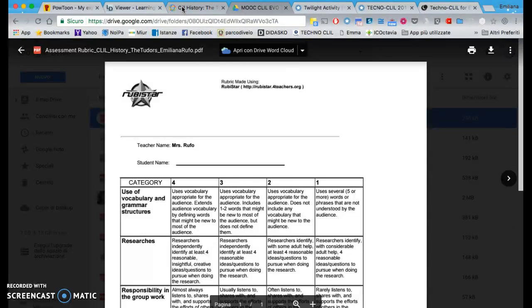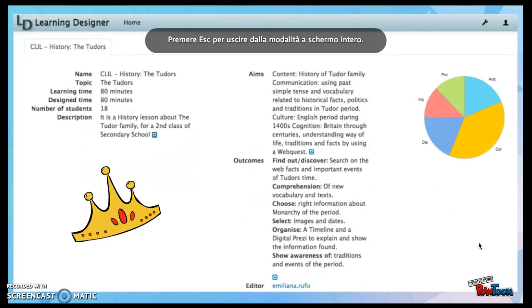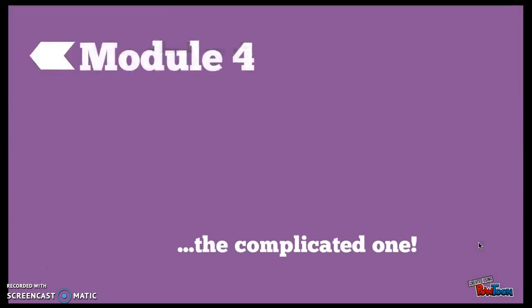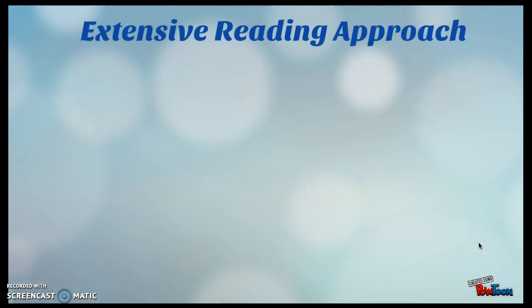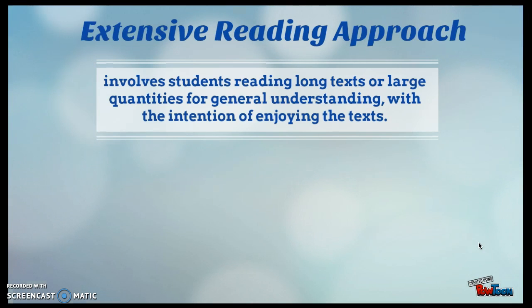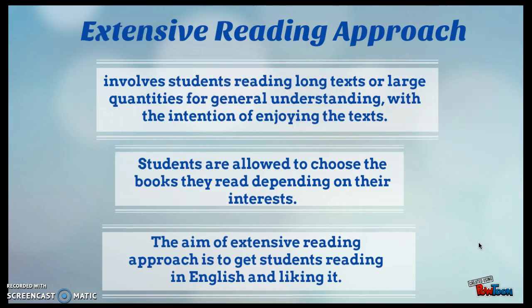And so this was my activity for module 3. After this was module 4, and I have to say that this was the most complicated module to study, because it talked about the extensive reading approach. So first of all, I had to learn what extensive reading is. And in the end, after understanding that it is just reading for pleasure, I had to create my own activity.